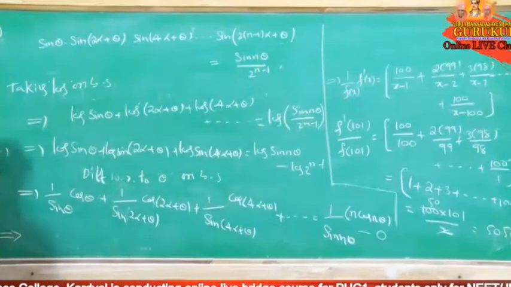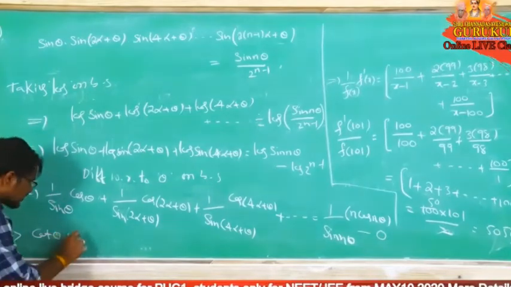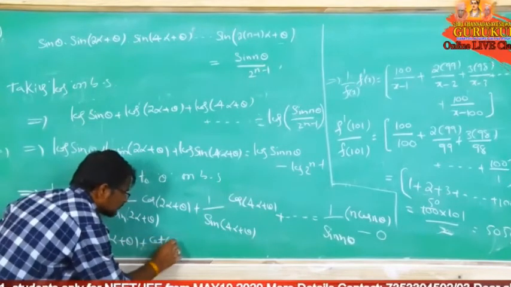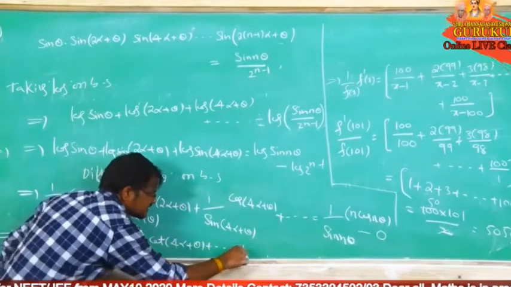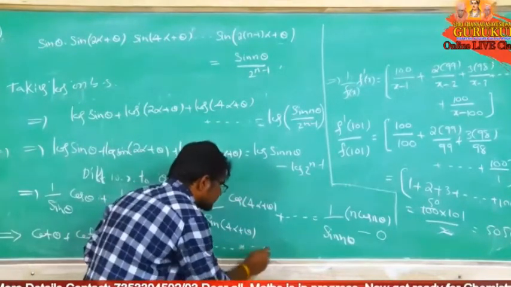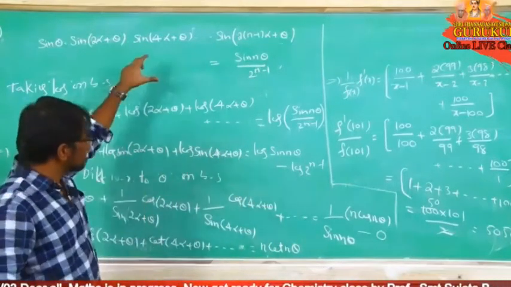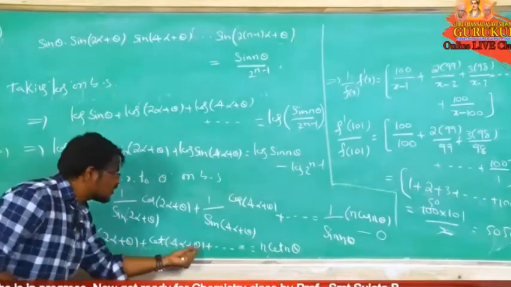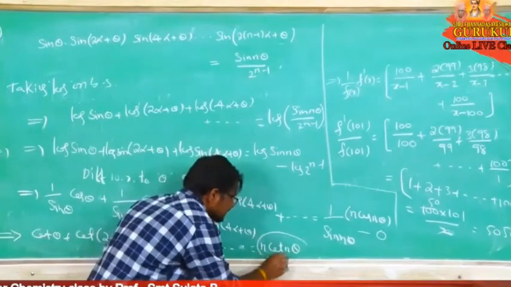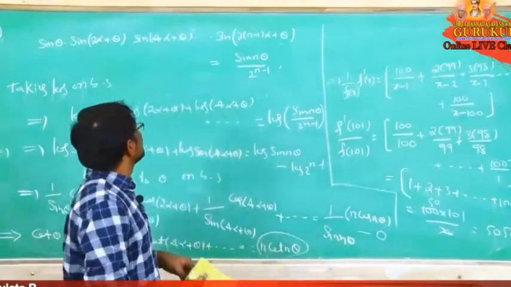That implies cot theta plus cot of 2 alpha plus theta plus cot of 4 alpha plus theta plus etc. equal to n cot n theta. So actually this is one of the objective problems. If they ask what this is equal to, what is our answer? n cot n theta. So if they want to ask in an objective, what will they give?